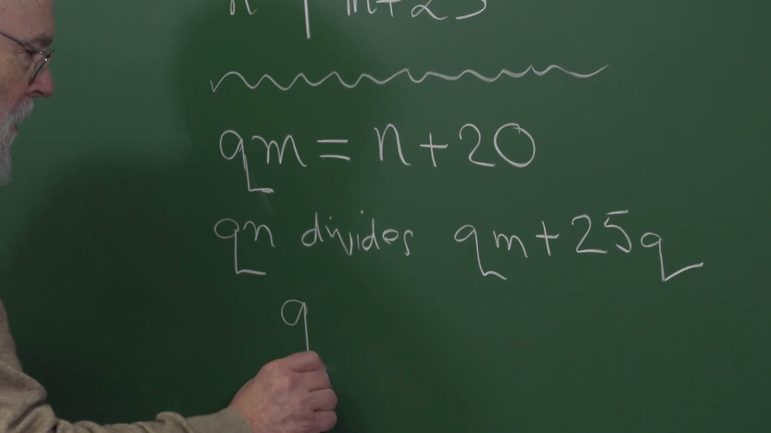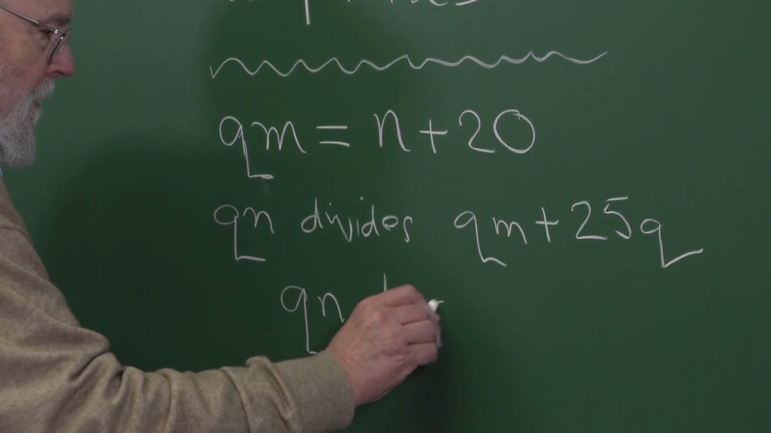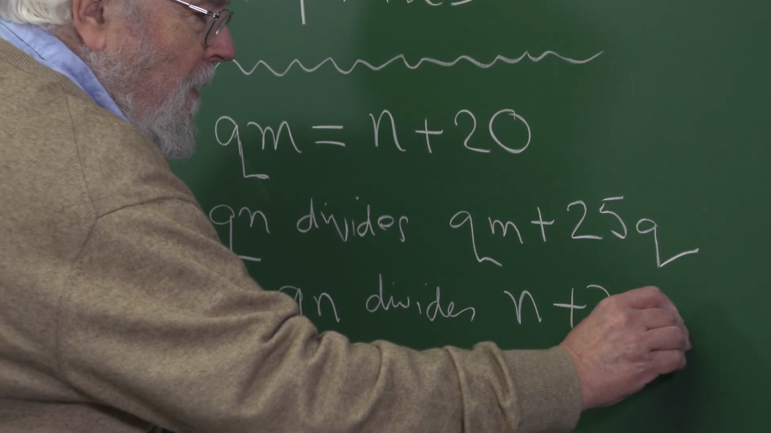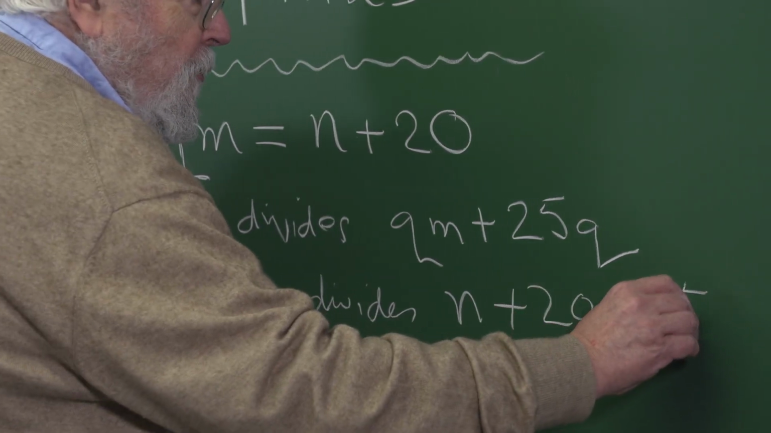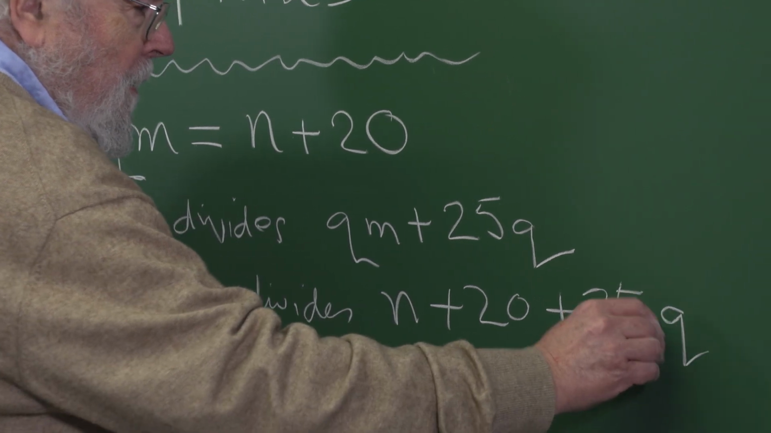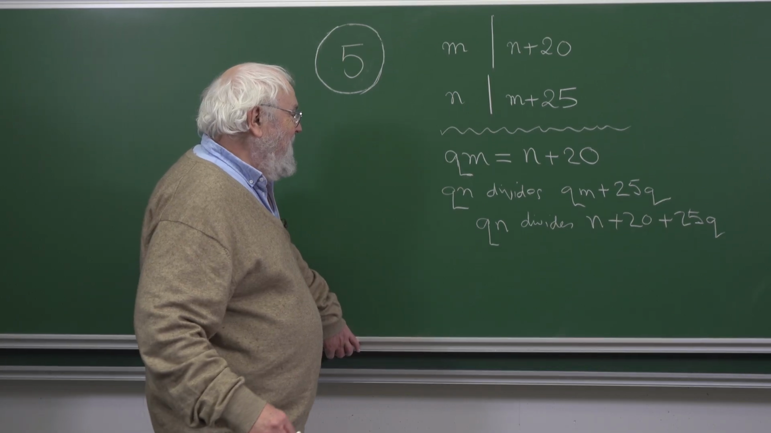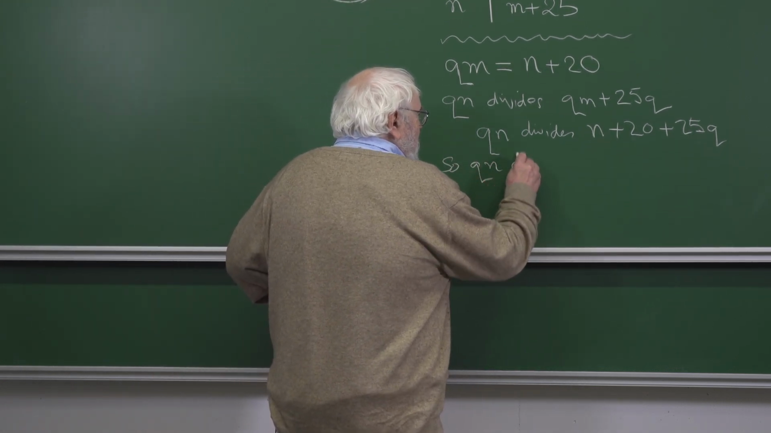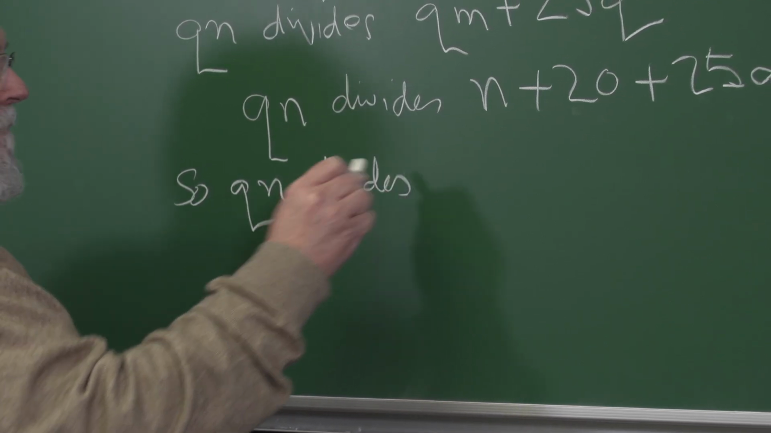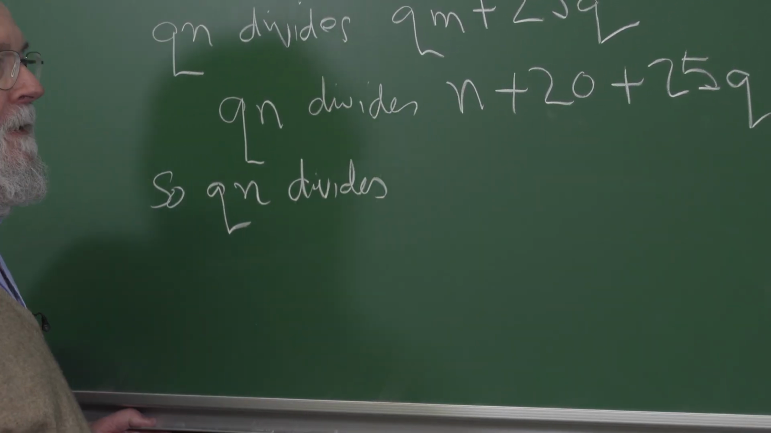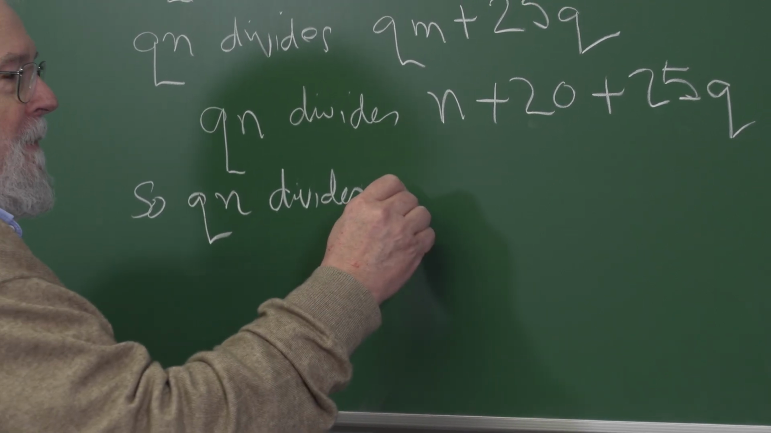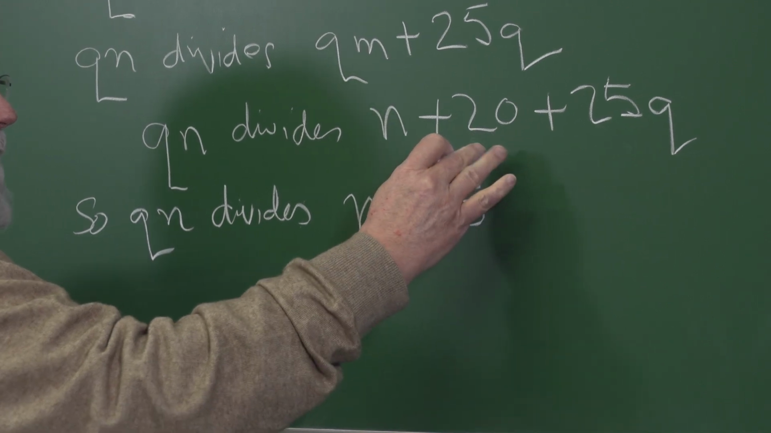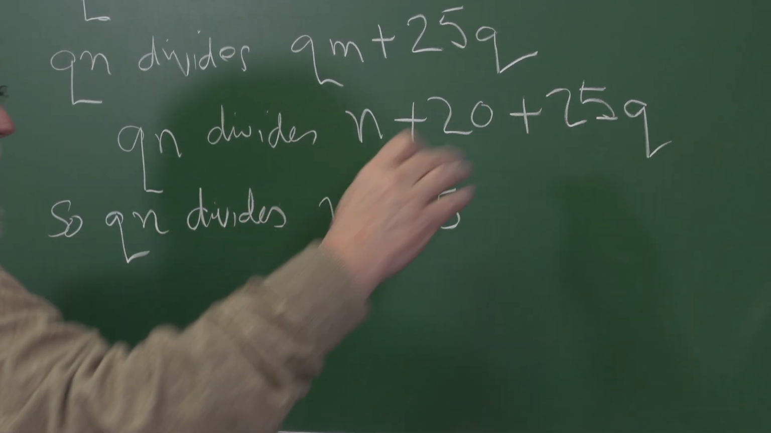So qn divides n plus 20 plus 25q. So qn divides, and I'm going to do a bit of cunning algebra here. I'm going to write n plus 45, so I've added on 25, and then I'll subtract off 25 here.